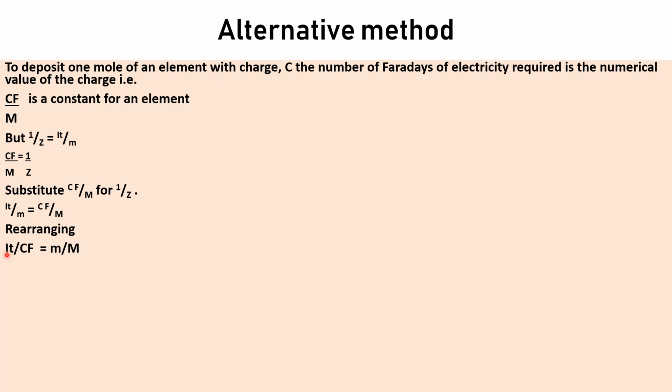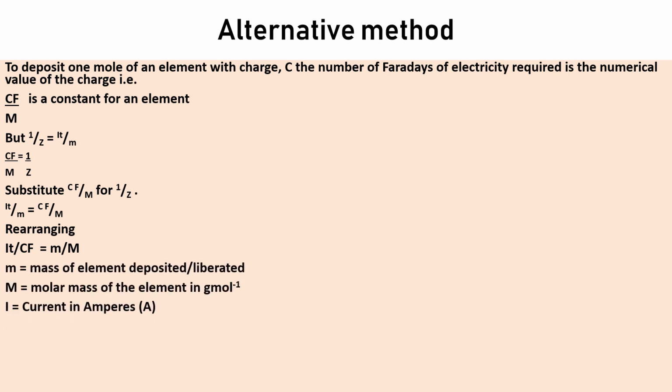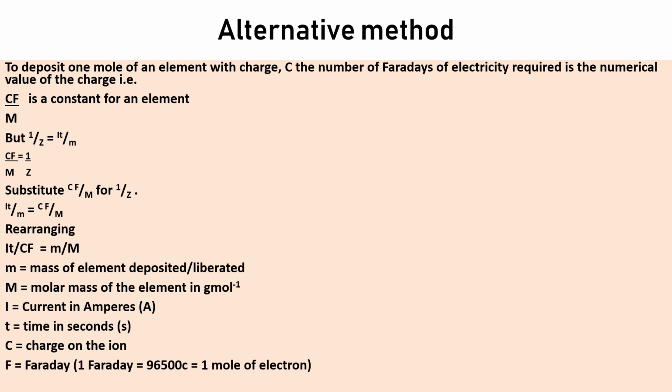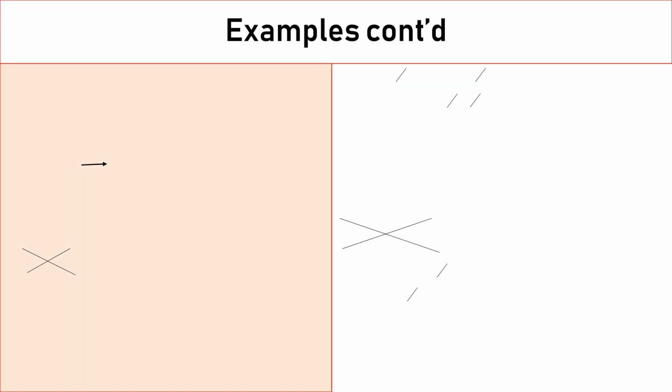By the way, I is current, T is time, C is the charge on the element, F is Faraday, small m is mass, while capital letter M is molar mass or atomic mass. So here they are. Mass is measured in gram, molar mass is measured in gram per mole, but atomic mass does not have units. Current is measured in ampere, time is measured in seconds, and C is the charge of the ion. Let's use the alternative method to solve some problems.